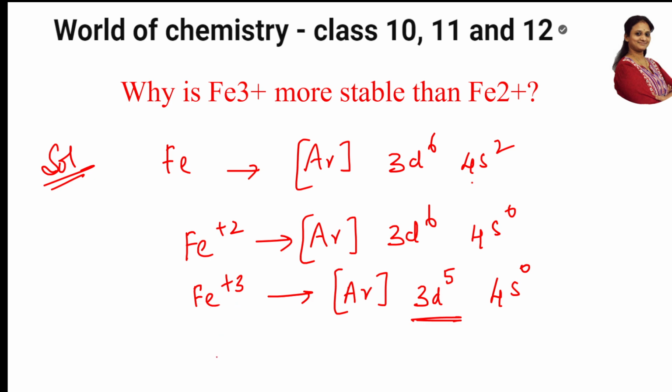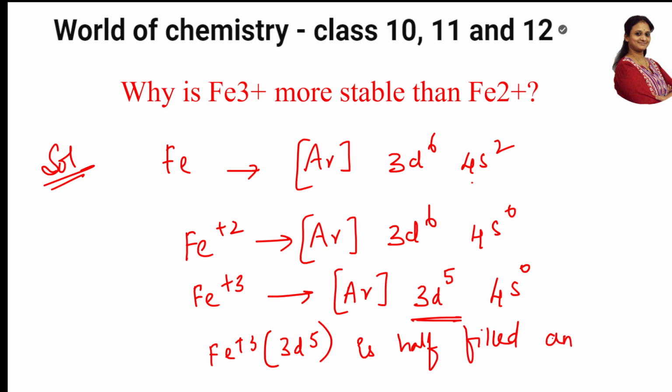So in this case, Fe3+ 3d5 is half filled, which is more stable than Fe2+.